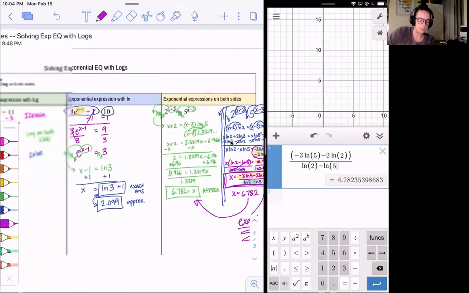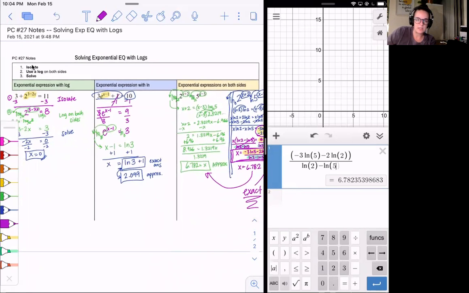Okay, so your steps are isolate, get it by itself if you need to, use a log on both sides, and then solve for x. Solve for x.